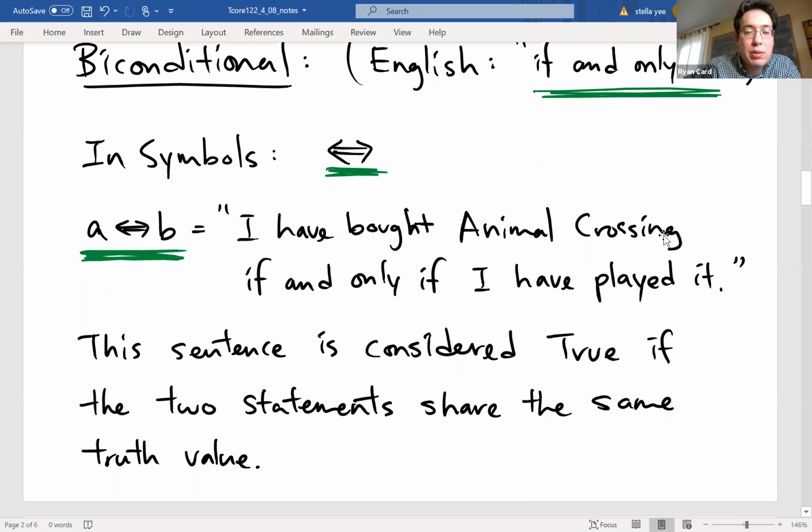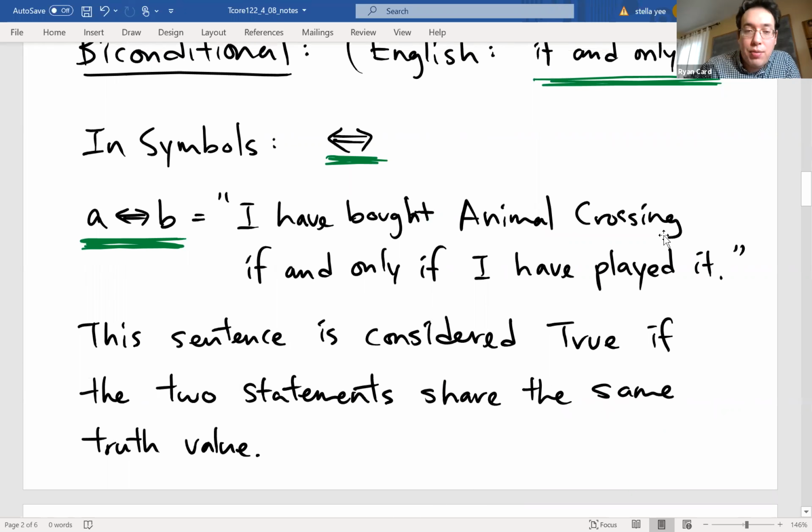And when you have a biconditional, this is considered a true statement if both A and B have the exact same truth value. So they're both true statements or they're both false statements. If I have bought and played Animal Crossing, then it's considered true. If I have not bought Animal Crossing and I haven't played it, then that's also true. But if one is true and the other is false, then this is considered false. So if I have bought Animal Crossing and haven't played it, or if I haven't bought it but I have played it, then this is considered a false statement.